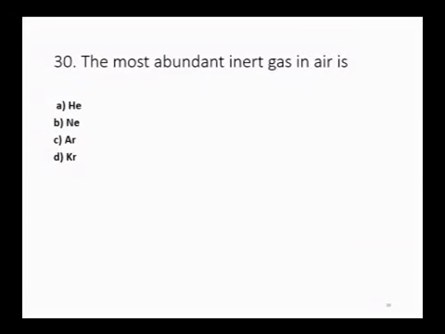So, next question. The most abundant inert gas in air. Helium, neon, argon, krypton. Argon is the most abundant inert gas available in the air. So, the suitable answer is C.